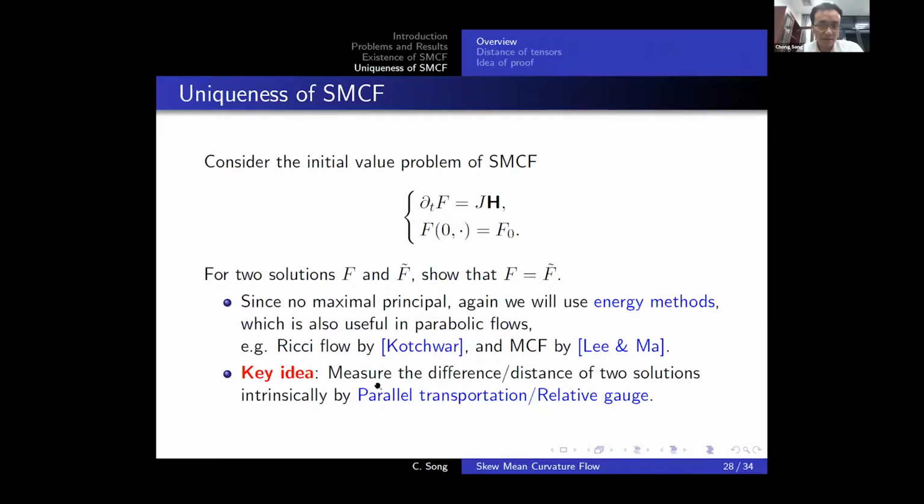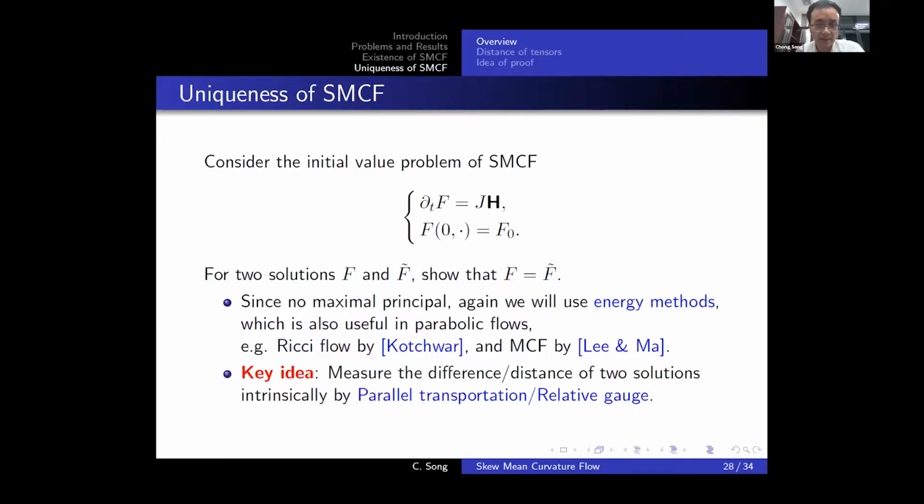So the really technical part is the uniqueness, because as I said, even the uniqueness problem of a much simpler Schrodinger type system is difficult. Suppose we have two solutions of the mean curvature flow, then we need to prove that these two solutions are actually identical for a long time. Here again, I will use energy methods because we do not have the maximal principle. We do not have pointwise estimates.